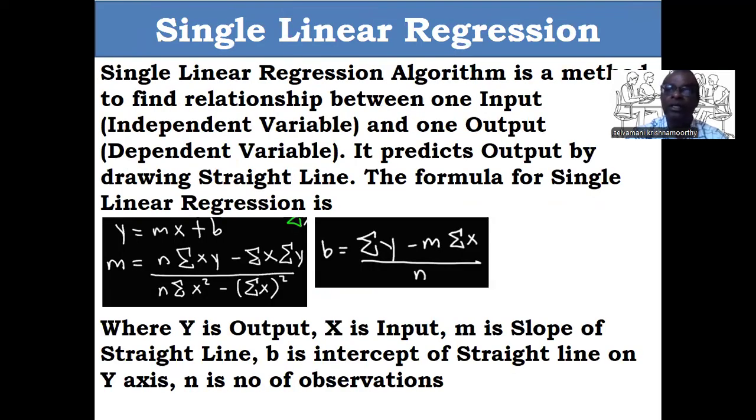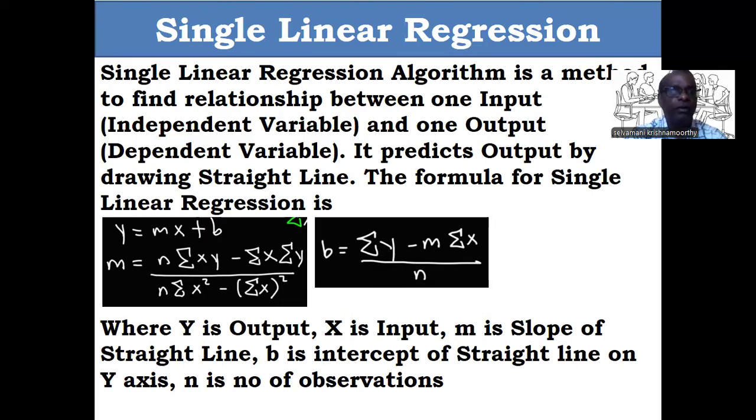See, single linear regression algorithm is a method to find the relationship between input and output. In this case, input is an independent variable, whereas output is a dependent variable. That means based on the values of input, output will change. So input is called the independent variable, output is the dependent variable. That means with the help of input, we are going to find out output. So single linear regression predicts the output by drawing one straight line based on input and output.